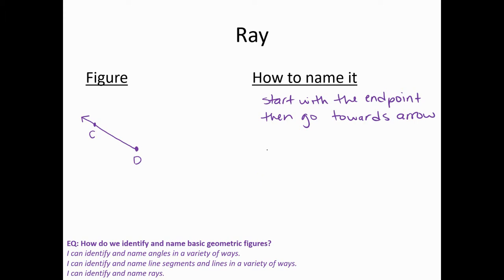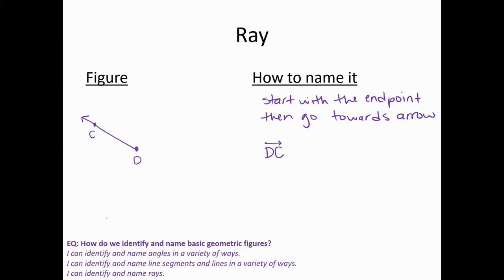So if I'm starting at the endpoint, I have to start with D. Then as I go towards the arrow, that's when I go to point C. So I have D, C. And then, because we're starting at the endpoint, a ray always in the notation points this way, because it shows the endpoint is D and the arrow is at C. So even though the actual direction of the ray in my picture goes the other way, that's how we name it. So the first letter always tells you the endpoint. The second letter always tells you the direction of the arrow.